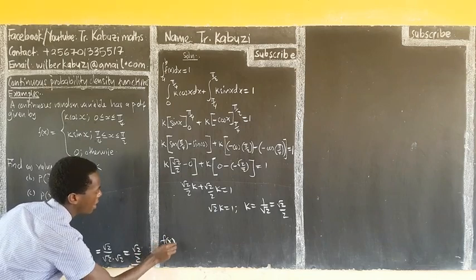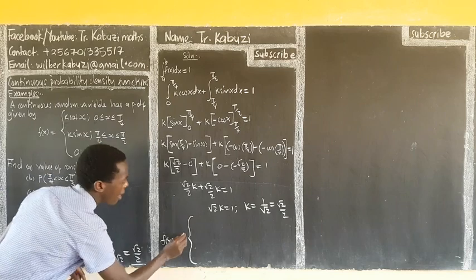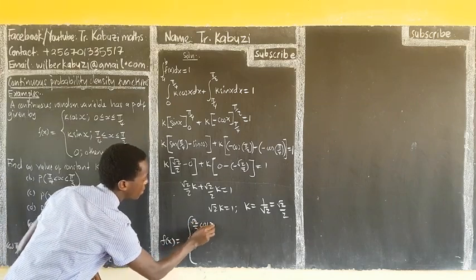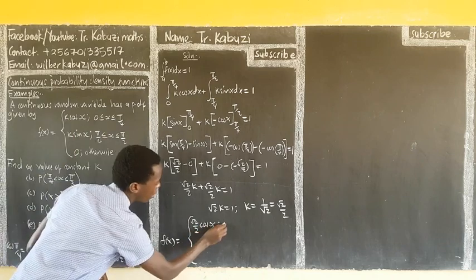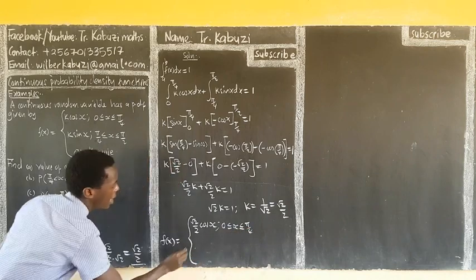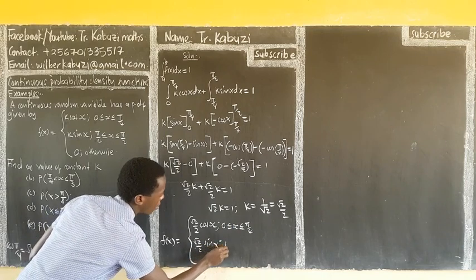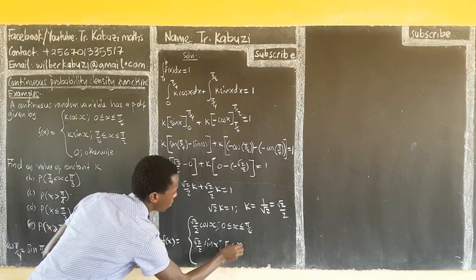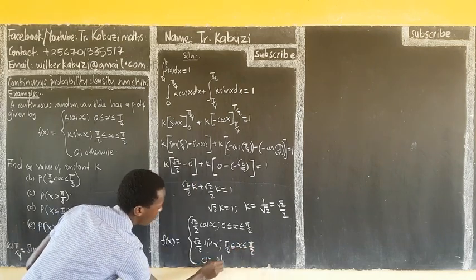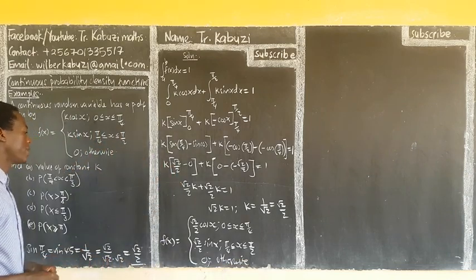So our f of x will now be root 2 over 2 cos x for the first interval, then root 2 over 2 for the second interval, then 0 otherwise, for other values elsewhere.